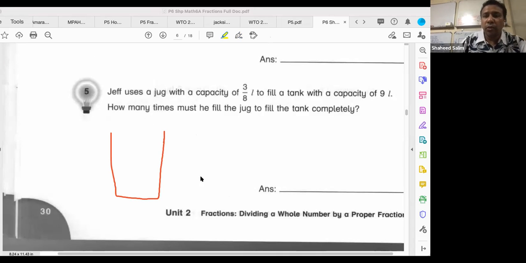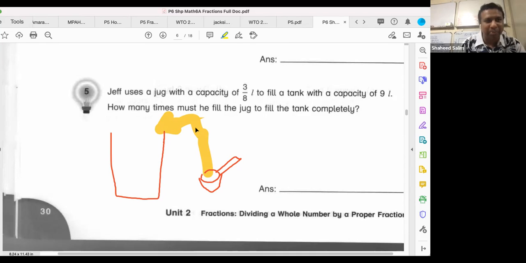Okay. So now you have this jug. Now we use the jug, let's say the jug is the scoop. Now you're going to put inside. How many times must you put in before it's full? This is the same thing. I give you an example. How many times must you take out for it to empty? This one, how many times must you put it in for it to be full? So same thing.